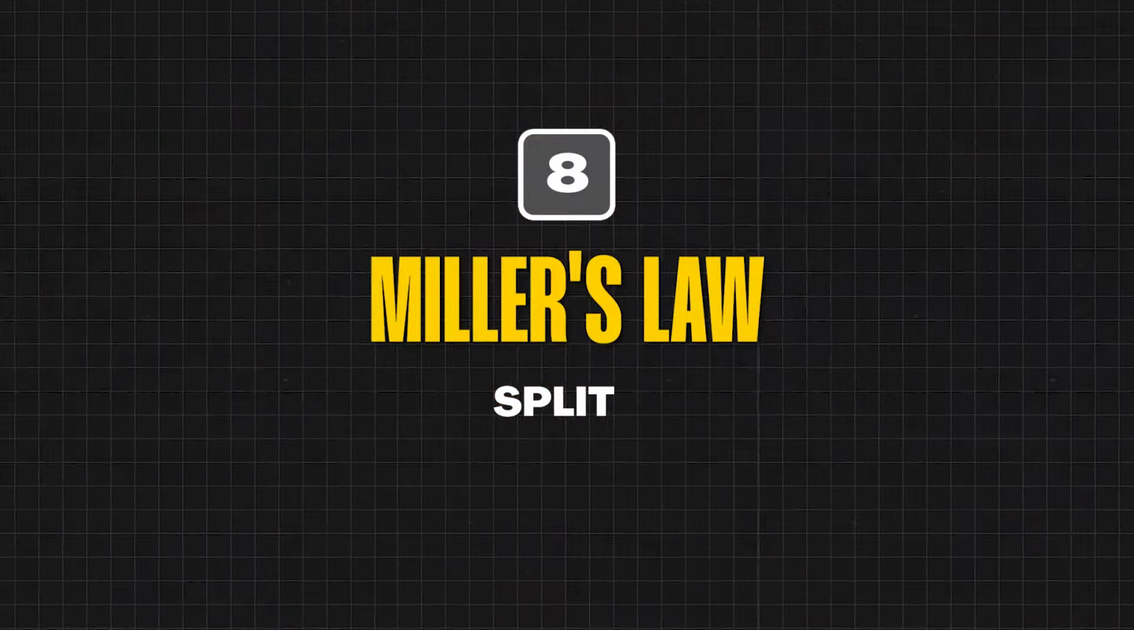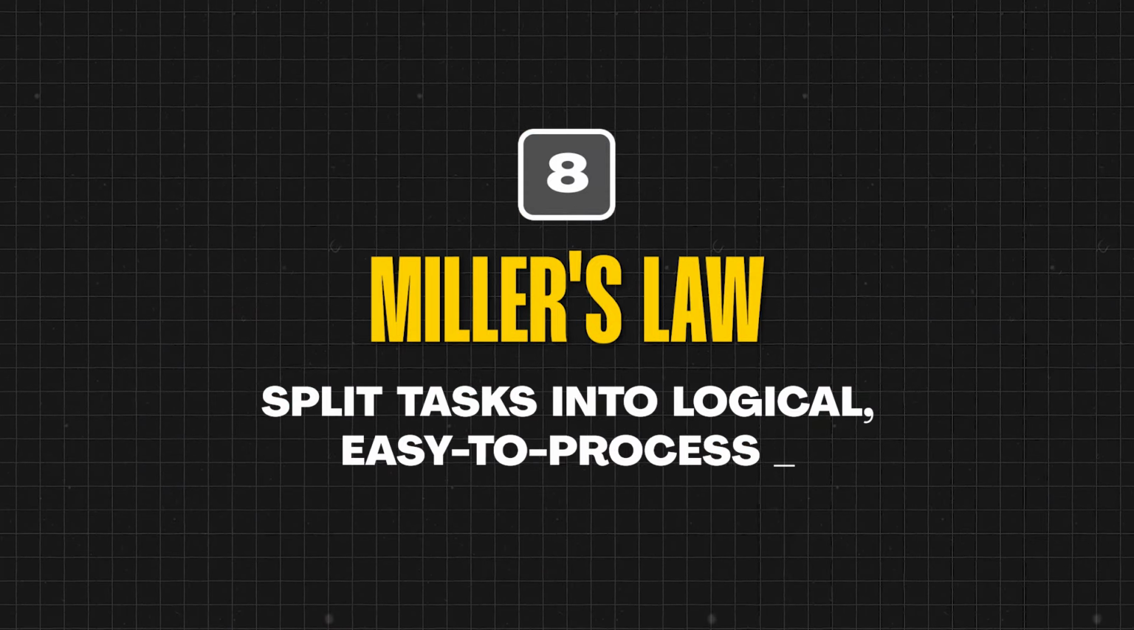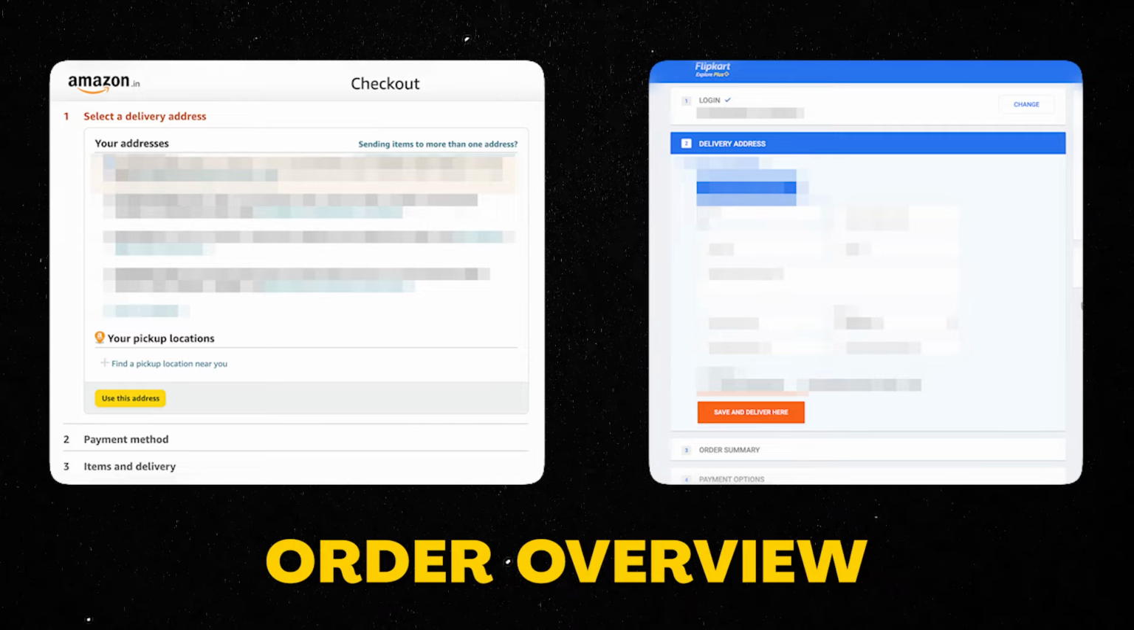Our memory and processing are limited, so don't overload people with too much stuff to process. Split tasks into logical, easy to process steps so that users are not overwhelmed. Take for example again, the checkout process on e-commerce sites like Amazon and Flipkart. Name, address, order overview, payment methods. Instead of filling all the details at once, the entire process is divided into multiple steps.